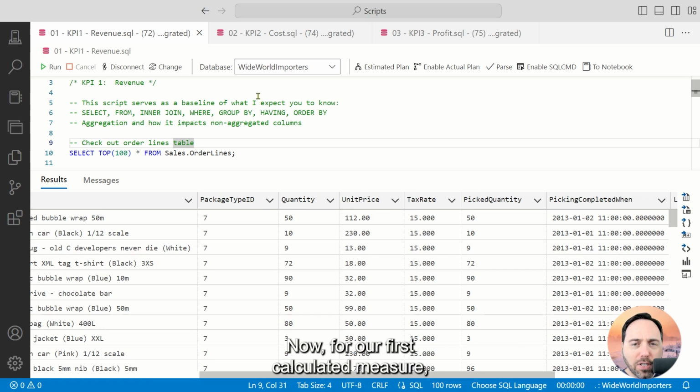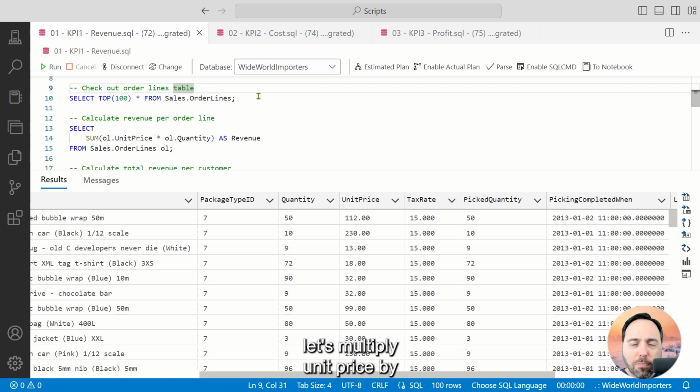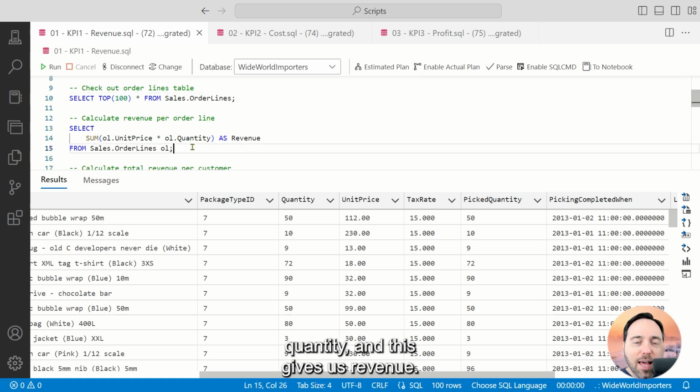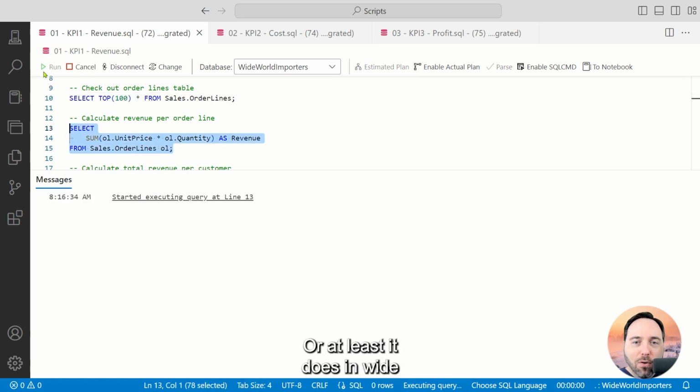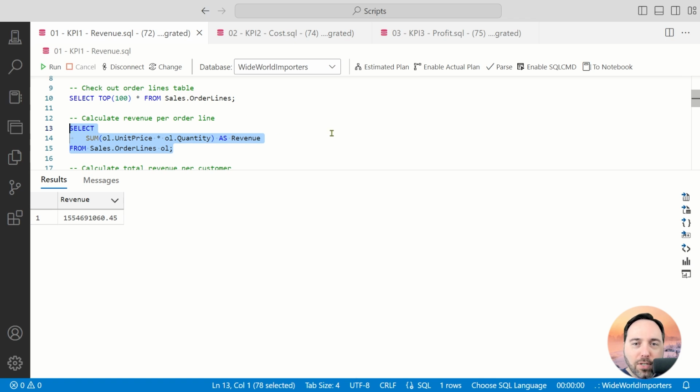Now, for our first calculated measure, let's multiply unit price by quantity, and this gives us revenue. Or at least it does in Wide World Importers. One important thing to mention is that just because this is how you calculate revenue in this system doesn't mean it'll be exactly the same in every system. Also, if we are talking about accounting systems, there may be specific rules about when you can recognize revenue, as well as complications around discounts and special rates. But we're going to ignore those complications today.